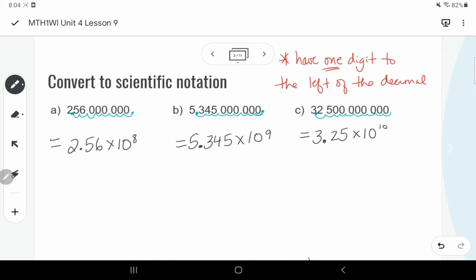So every time you multiply, say, this last one, 3.25, if you multiply that by 10 once, it would be 32.5. If you multiply that by 10 again, 325. Multiply it by 10 again, 3,250. So each of these 10s would make it bigger, bigger, bigger until it gets back to its original size.